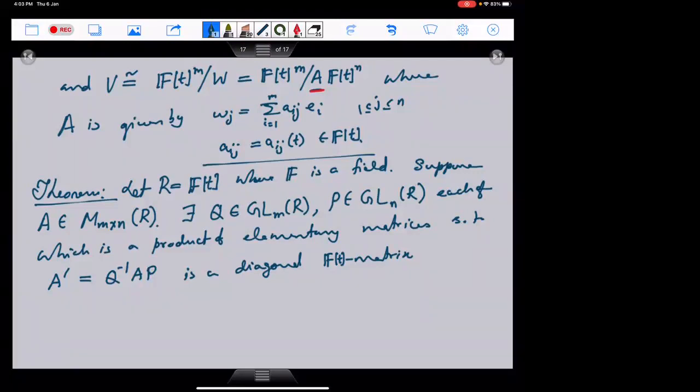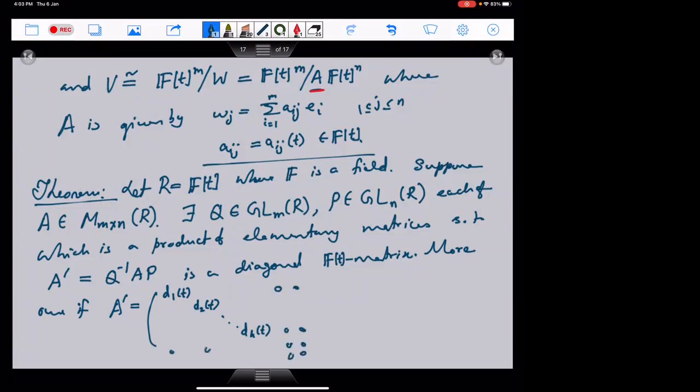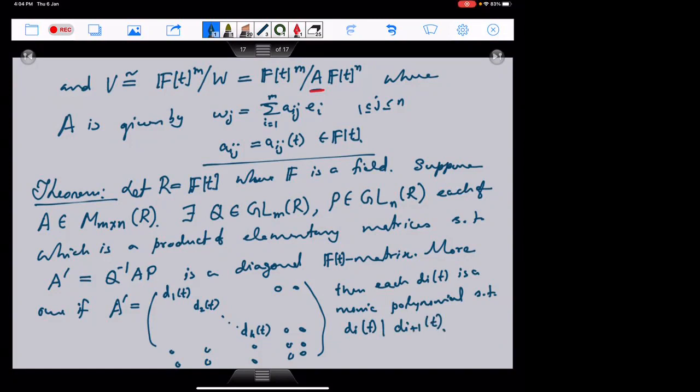Moreover, if A prime is this diagonal matrix d1(T), d2(T), up to dk(T), with possibly some zero columns and zero rows, then each di(T) is a monic polynomial such that di(T) divides d(i+1)(T). So what is the point here? That monic polynomial. What do I mean by a monic polynomial? Anybody would like to tell me? Monic: the highest degree coefficient is 1.